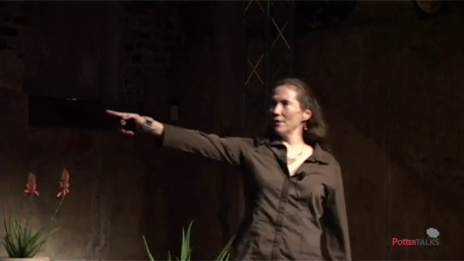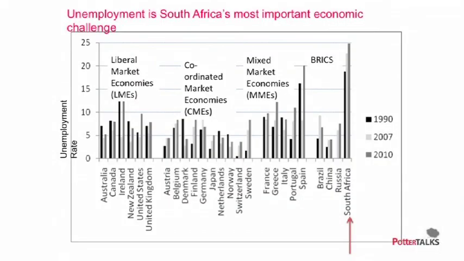This is South Africa over here, in the corner, and there are three bars for each country, and each one is going up. Basically, it's showing that from 1990 to 2010, most countries in the world have had rising unemployment. But ours was high to begin with and rising. And we are high relative to just about everywhere. Iraq, I think, has a higher unemployment rate. But I mean, we're doing pretty badly internationally.